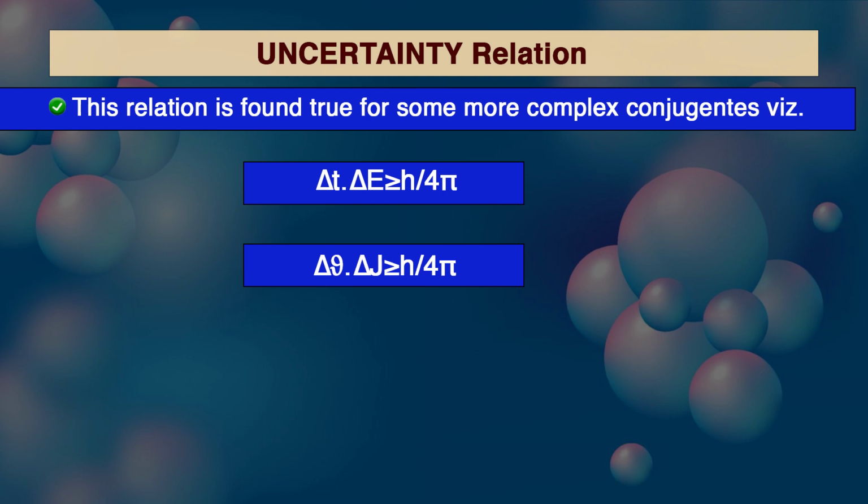Here delta theta is the uncertainty in the measurement of angular position, and delta J is the uncertainty in angular momentum. So, these are the set of equations which are known as uncertainty relations.